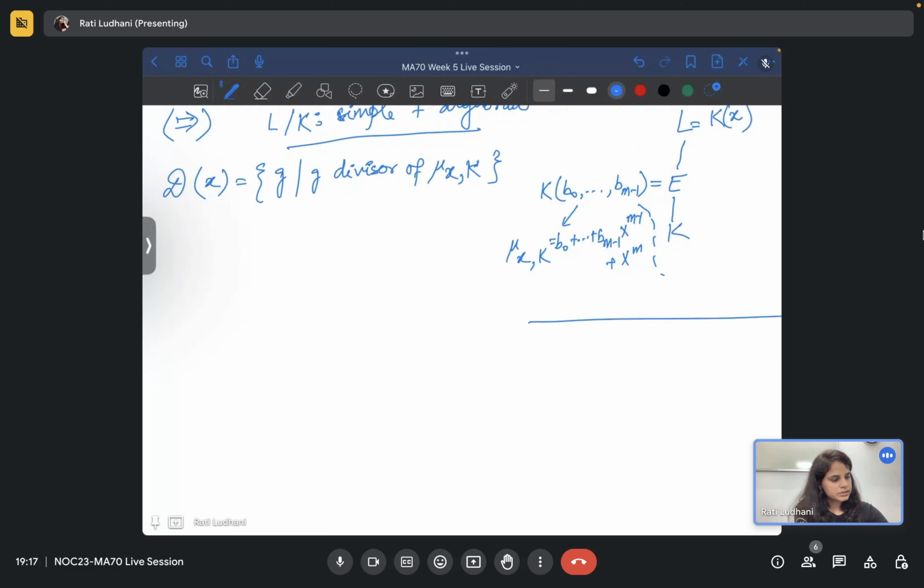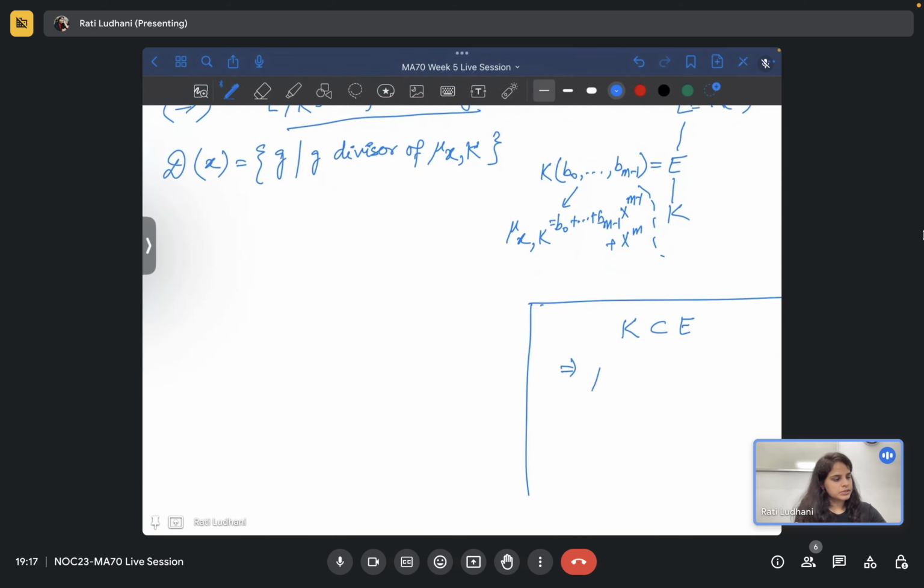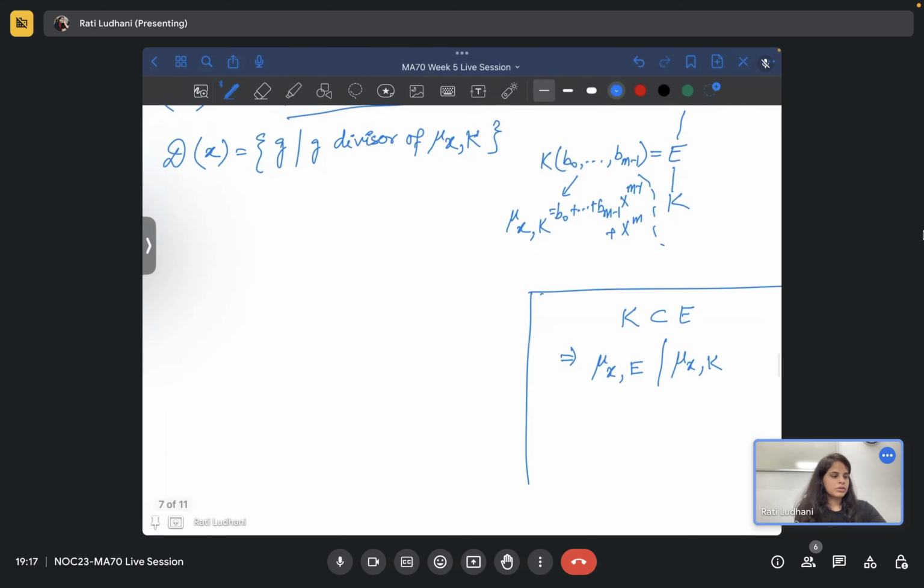So in our situation we need this. Since K is contained in E, this implies that mu x in the bigger field, which is E, will divide mu x comma k. Basically, if there is a subfield, there is this generator, but we are interested in this.